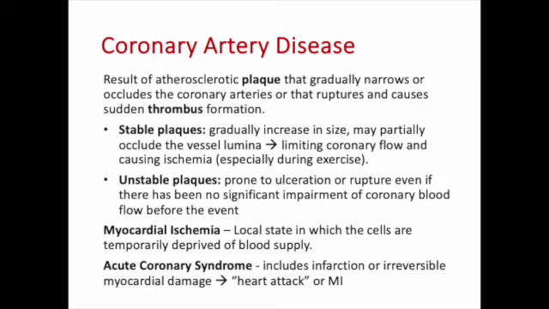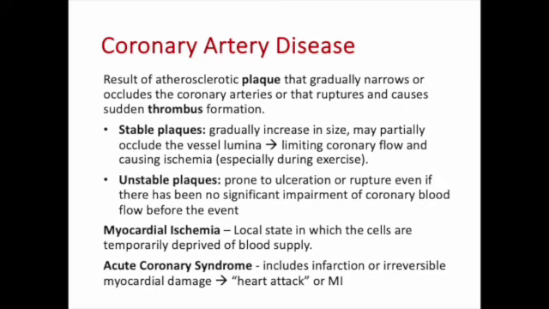Okay, so we understand now the connection between atherosclerotic plaque narrowing or occluding the coronary arteries. What we want to make sure doesn't happen, and the interventions up until this point are largely for the prevention of thrombus formation. Now we have stable versus unstable plaques. Stable plaques will gradually increase in size, but the occlusion is very slow, or it's just going to be a partial occlusion in the vessel lumen. It will limit the coronary flow, causing ischemia, especially exacerbated during exercise.